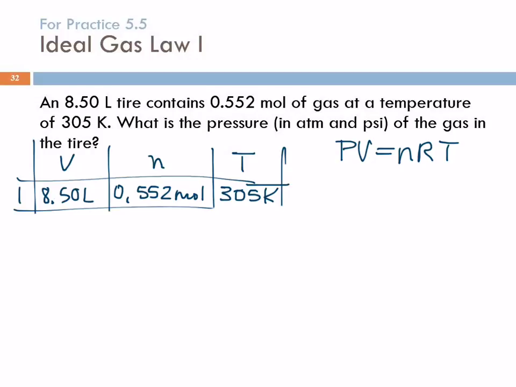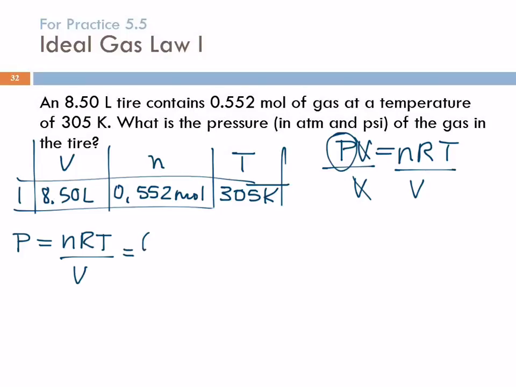Okay, so what am I trying to find? I'm trying to find atmospheres and PSI. That would be the pressure. So I'm going to rearrange this equation to solve for pressure. The volumes cancel out. So I've got pressure equals nRT over V. So I need to put these in. N is 0.552 moles. What's R?